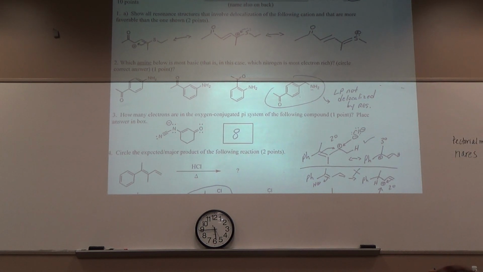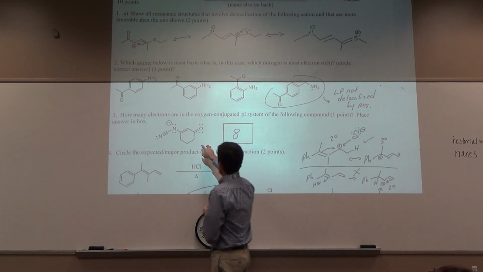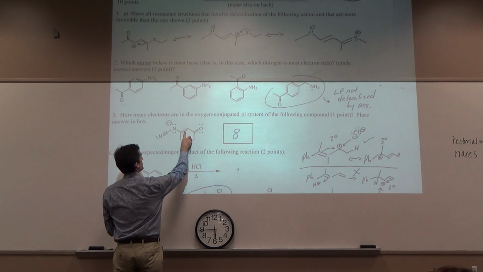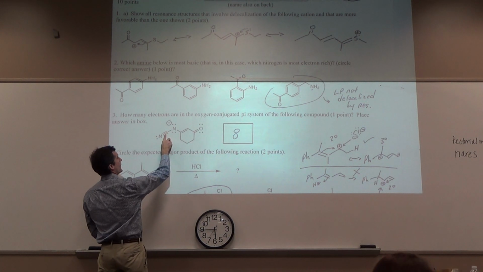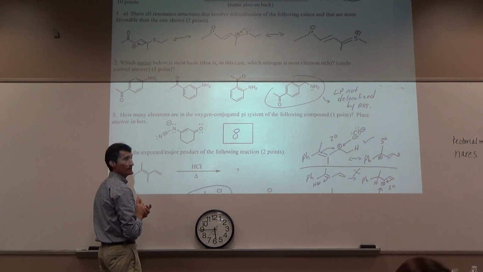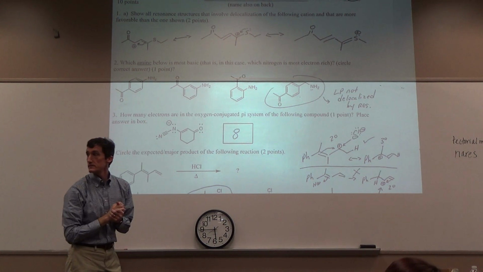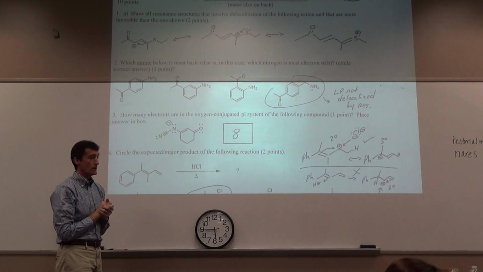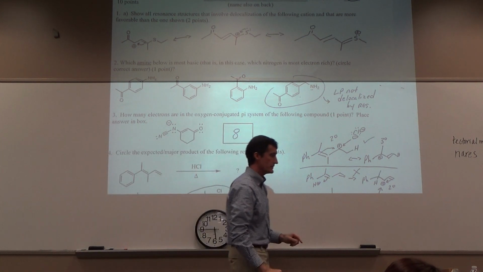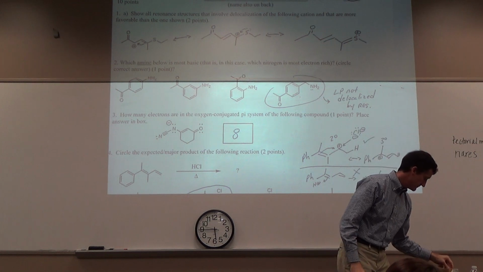Did we get 8 for number 3? Pi bond here, 2 electrons. Pi bond here, 2 electrons. One lone pair is in a p orbital. That makes 2, 4, 6. And then a pi bond here makes 8. But it's a triple bond. Oh, but it's going to be perpendicular. Yeah, but it's not conjugated. I didn't get the same logic.